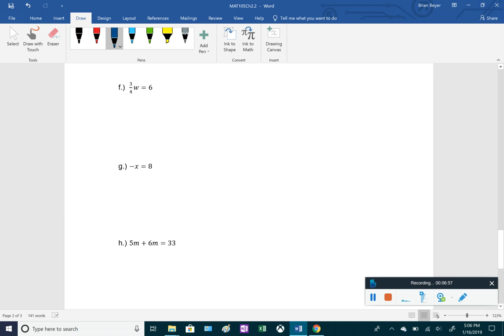Okay, so here's a good one now. So we have 3/4 w equals 6. I'm going to rewrite it. Okay, so we need to somehow get rid of that 3/4 on the left-hand side. So this is where multiplying by the reciprocal comes into play. So 3/4 w equals 6. So we would have to divide by 3 on both sides and multiply by 4. We can do that in one quick step by multiplying both sides by the reciprocal of 3/4, which is 4/3.